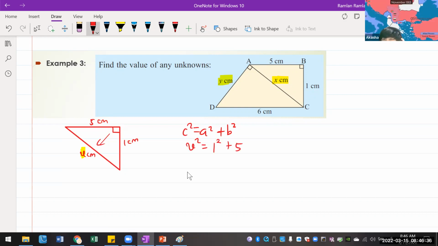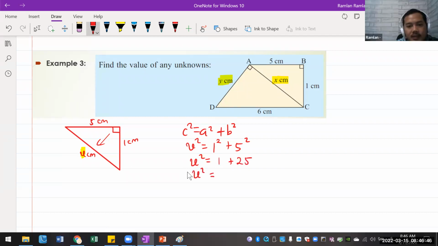5 squared. Okay. 1 squared is 1. 5 squared is 25, I think. 25. So 25 plus 1 is 26. 26, and which means that the X equals to, wait, I'm gonna bring my calculator. Actually, you don't have to use the calculator for now. What should we do if we move the square to the other side again?